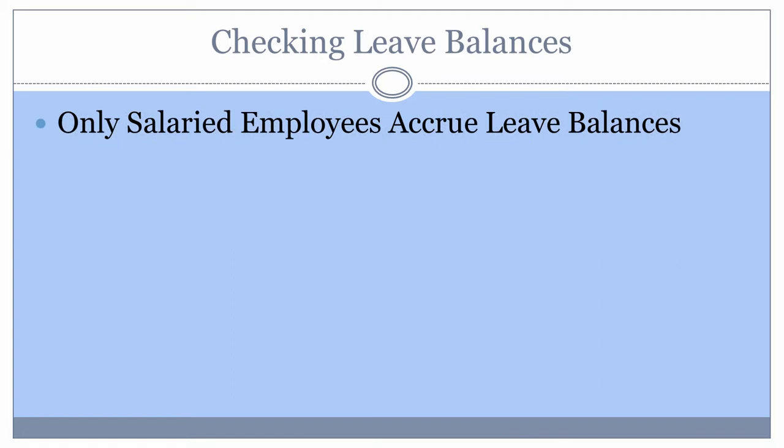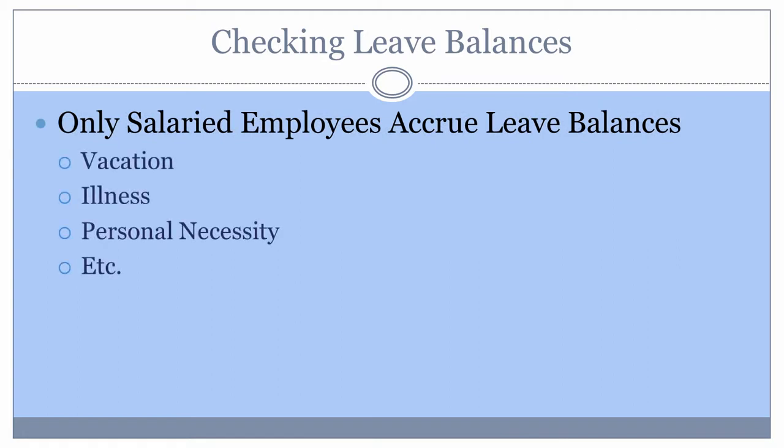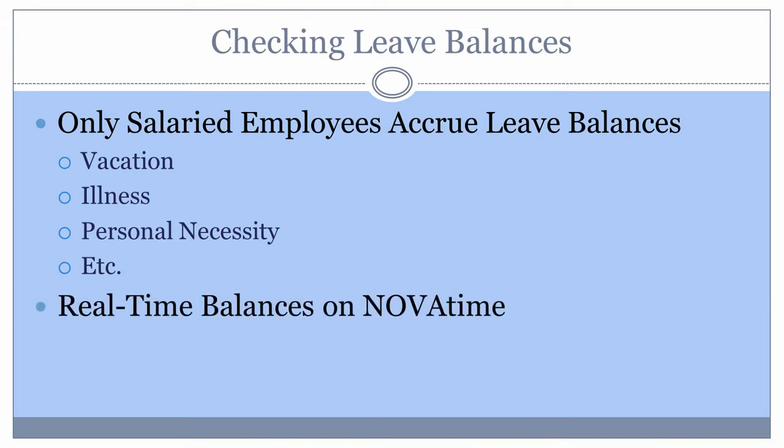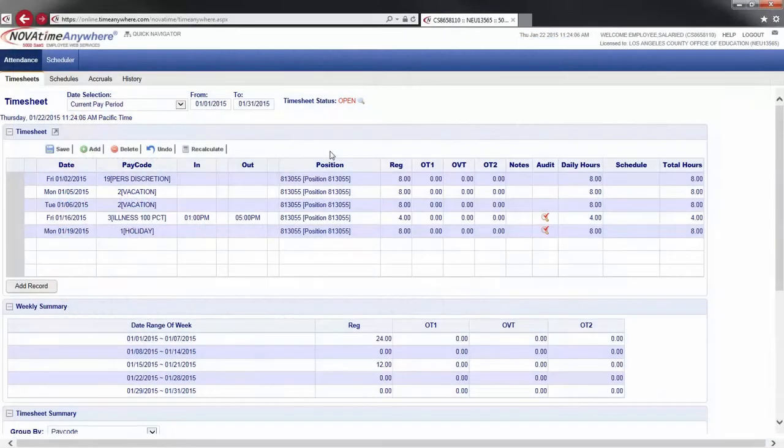Only salaried employees accrue leave balances, such as vacation, illness, and personal necessity. NOVAtime allows you to check these balances in real time. To check your current leave balances, after logging into the NOVAtime Employee Web Services website, navigate to the Attendance category and click on the Accruals tab.